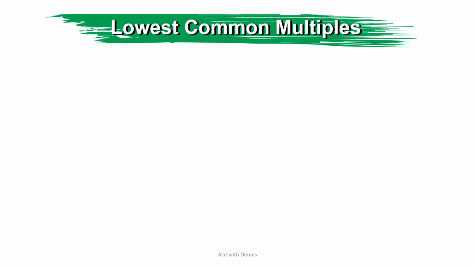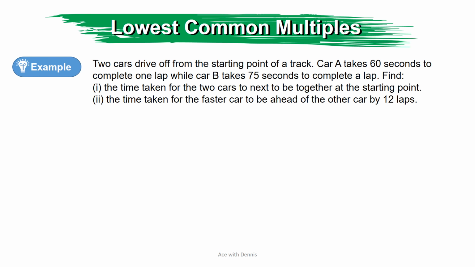Now, let's try to solve word problems related to LCM. Here's an example. Two cars drive off from the starting point of a track. Car A takes 60 seconds to complete one lap, while car B takes 75 seconds to complete a lap. Find 1. The time taken for the two cars to be at the starting point together again. 2. The time taken for the faster car to be ahead of the other car by 12 laps.